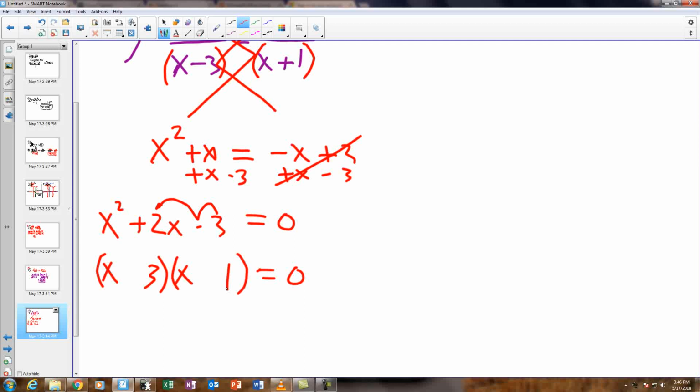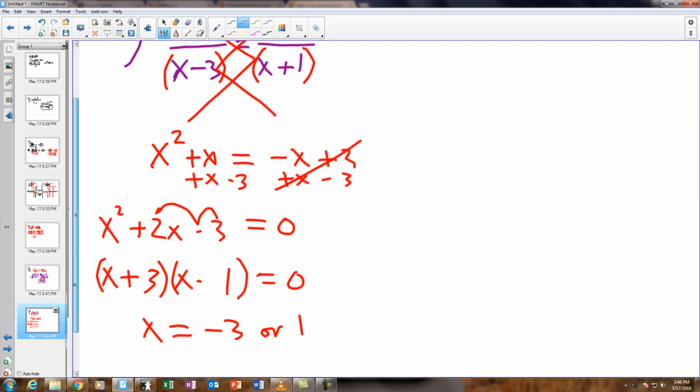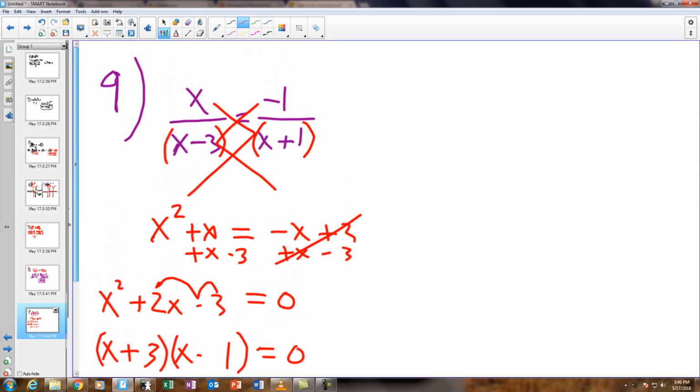To get a positive 2 when I add, I'm going to go plus 2 minus 1. Well, that means that in order for this to equal 0, x would have to either be negative 3 or positive 1, based on making those parentheses 0. However, we have to compare our answers. When x is in the denominator, we're not allowed 0.